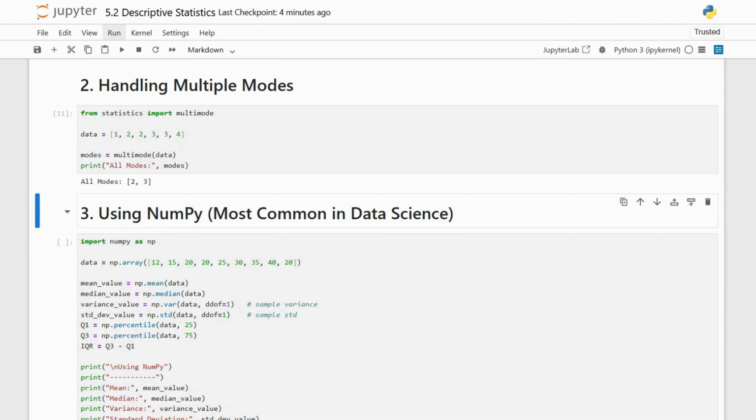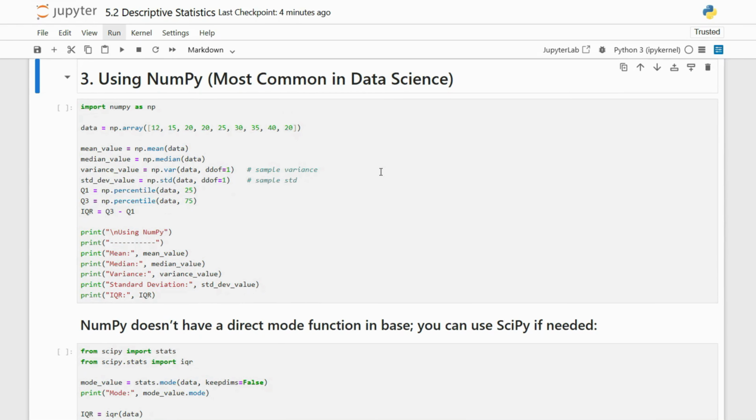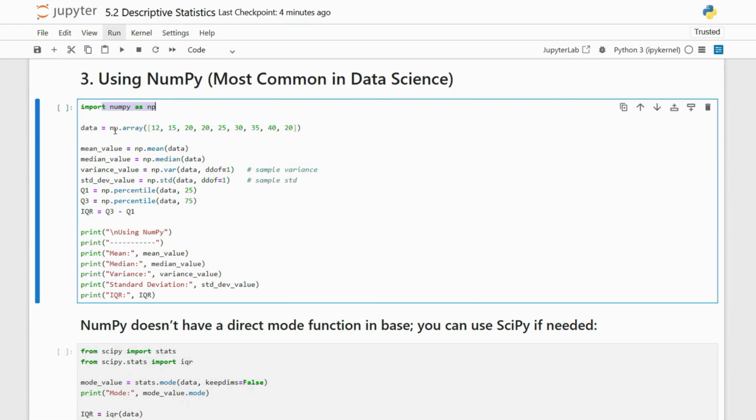Now we move to NumPy, which is widely used in data science, analytics, and machine learning. NumPy is faster and more efficient, especially when working with large data sets. Here, we store the same data inside a NumPy array. NumPy calculates mean and median using simple function calls. The syntax is clean and the results are reliable.